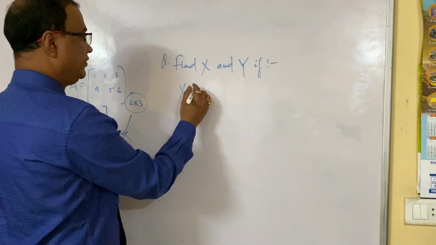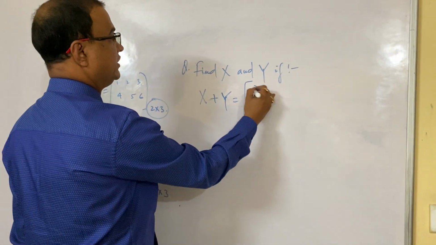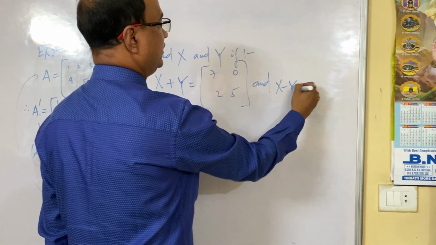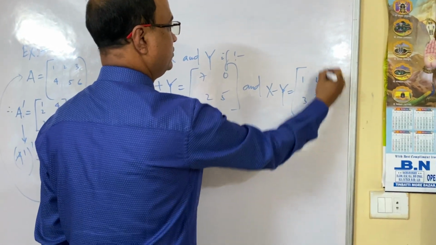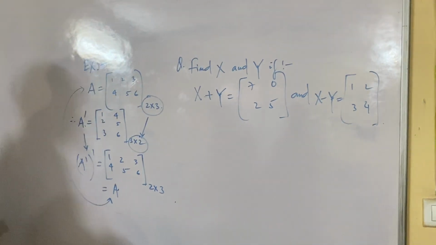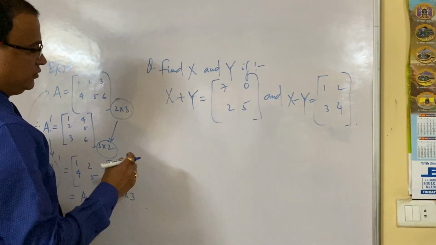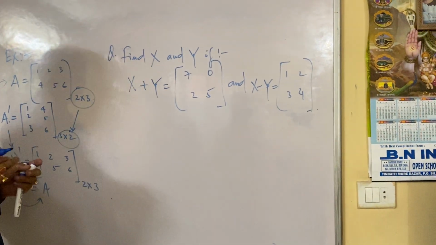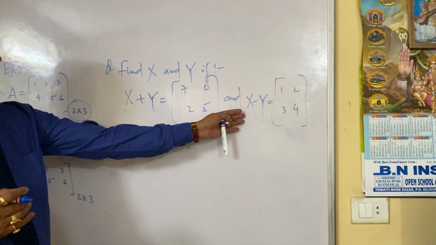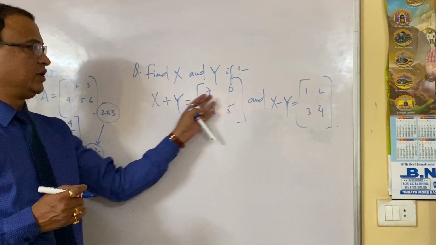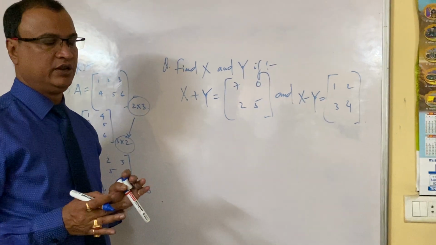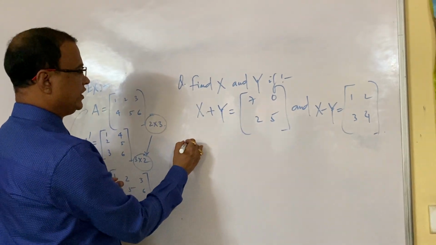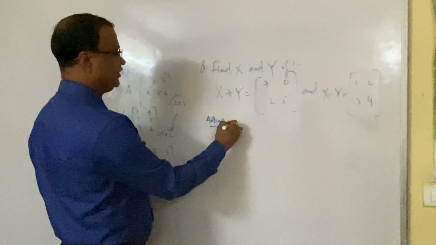If x plus y is given as 7, 0, 2, 5, any values we can take, and x minus y is equal to 1, 2, 3, 4. Suppose the question is find x and y, x plus y is given and x minus y is given. So we can do in different ways. One method is that as we have done the solution of linear equations in our class 10 standard, this is equation number 1, this is equation number 2, and if you are adding these two equations, plus y minus y cancel, you are getting 2x equal to something, it means x equal to that divided by 2.